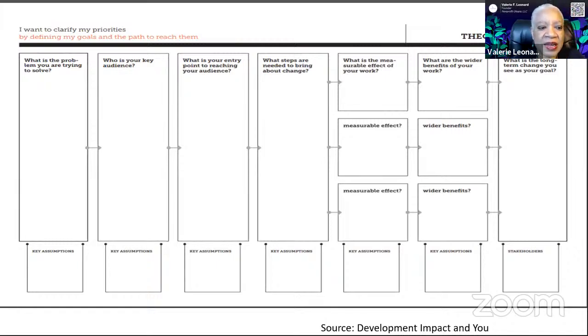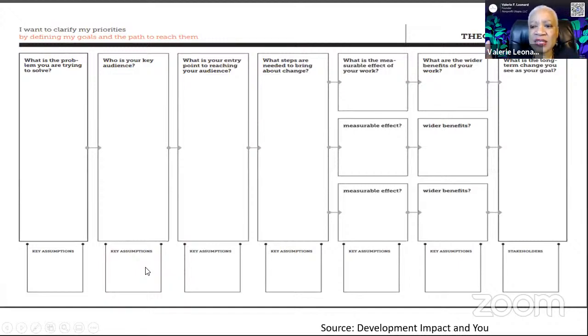So in this area, you're really describing the current situation. You're describing what's going on in the community, some of the issues, and also providing some of the consequences of not solving those problems. And then here below, you make your key assumptions. And then the second question you want to answer is, who is your key audience? Who are you trying to reach through these processes of change? And again, you have key assumptions.